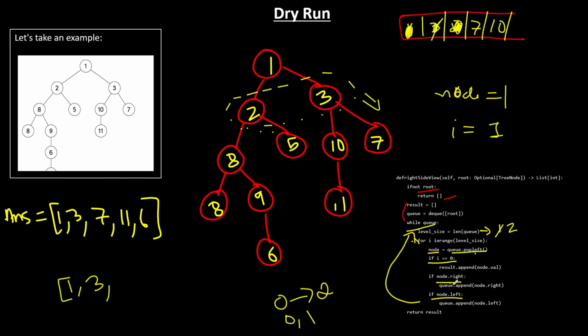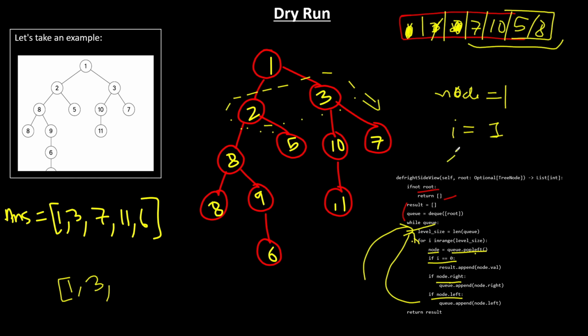So you check for the node's right. Does it have a right? Yes, it has 5. Does it have a node left? Yes, it has 8. So put those values here. After that, this particular range is done. The 0 to 1 iteration is completed. Now we come back here again. What's the length of the new queue? It's 4. Let me write it here. The length is 4, so it will go from 0 to 3.